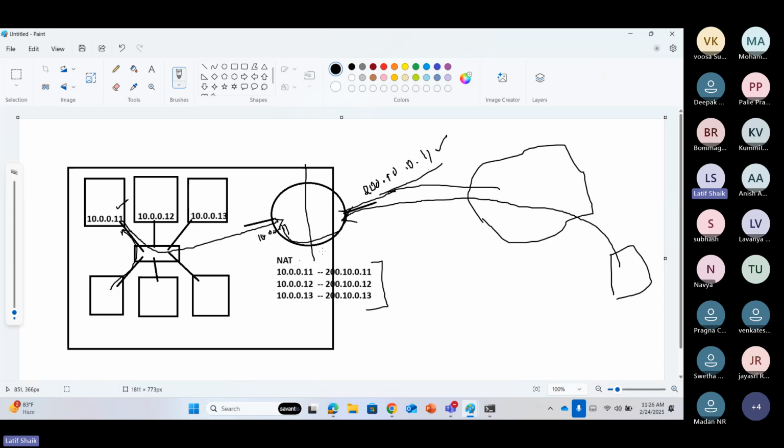We can't do that now, so that's a different point. So what is this technique? The next technique is that we are overloading all these private IP addresses onto a single public IP only. We are trying to overload all private IP addresses onto a single public IP.